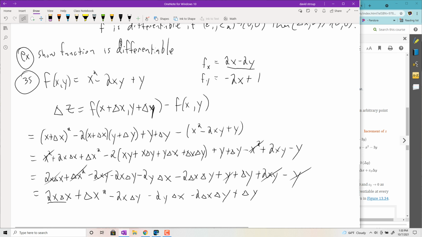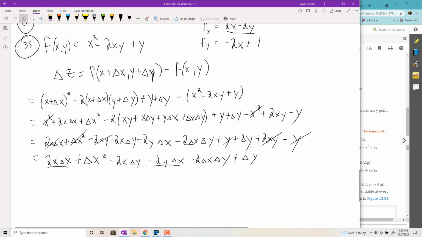So there's one part of it. There's the other part. Okay. So I can rewrite those two as 2x minus 2y times change in x. Then I need negative 2x plus 1 times change in y. So there's one part, there's the other.